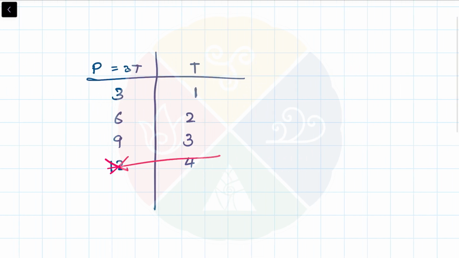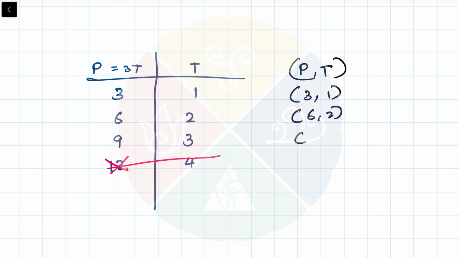So just now I found 3 possible cases where P and T are connected. It will come as a Cartesian pair. When the value of T changes, P also should change. So the pairs are 3, 1; 6, 2; and 9, 3. 3 possibilities here.